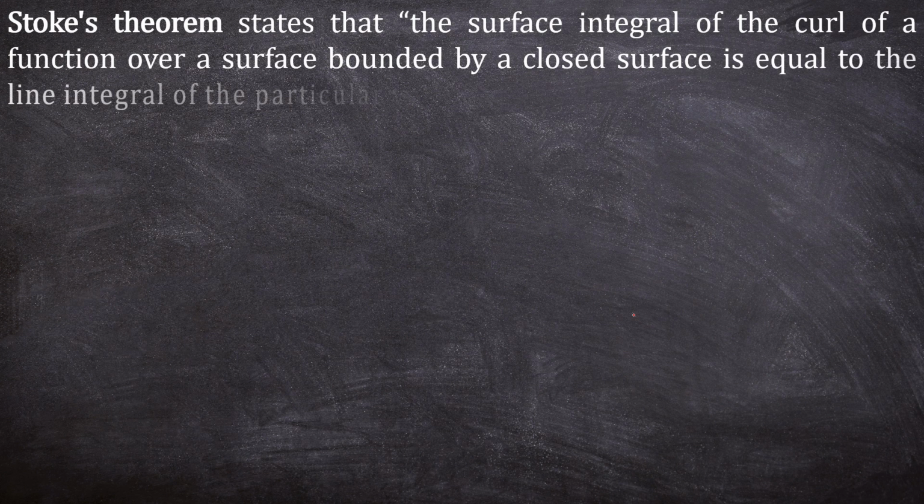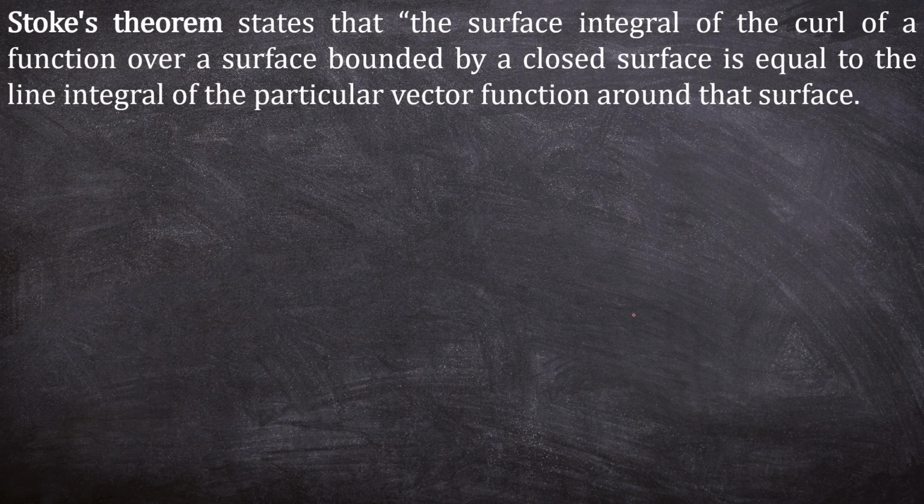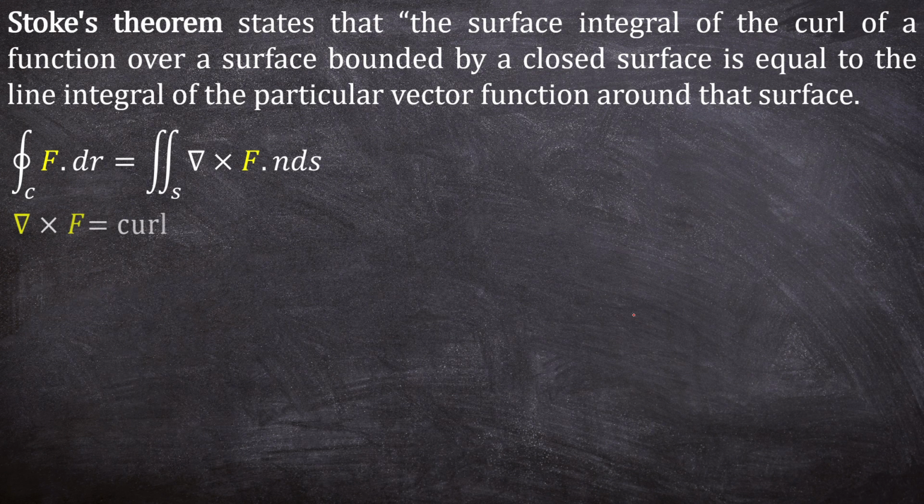Stokes' theorem states that the surface integral of the curl of a function over a surface bounded by a closed curve is equal to the line integral of a particular vector function around that curve. Okay, so you have to know that the cross product of the gradient and the vector field will give you the curl, right? And n is the normal.